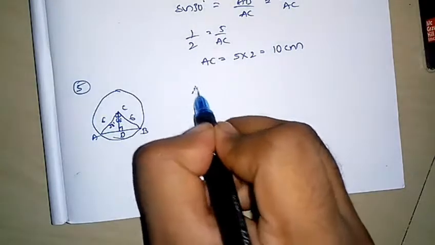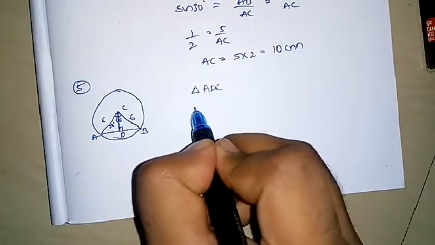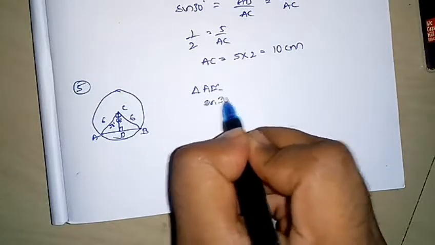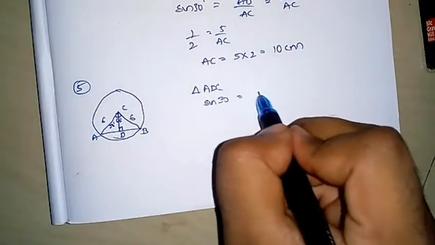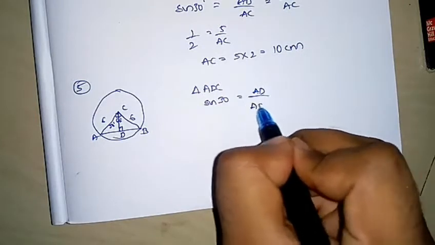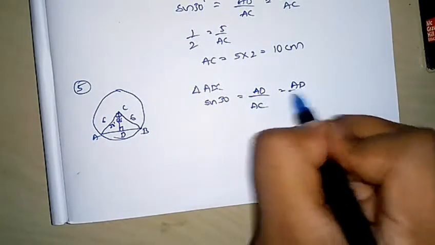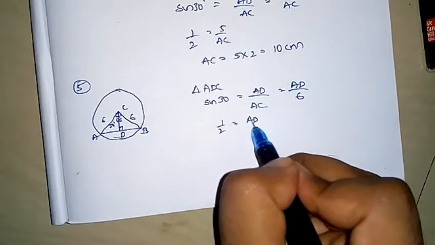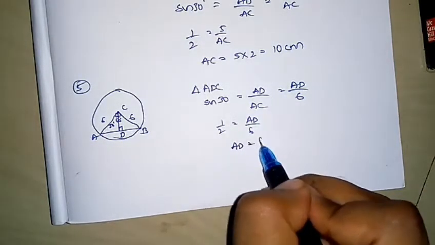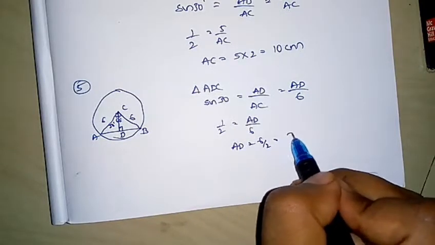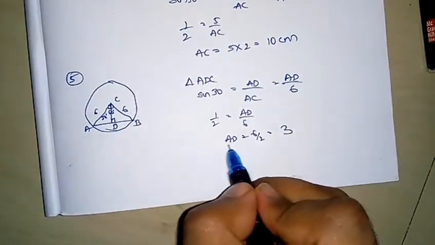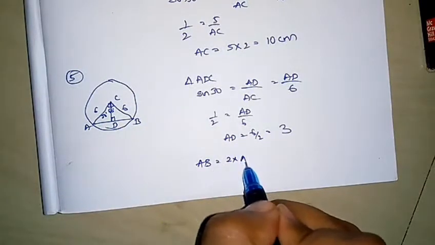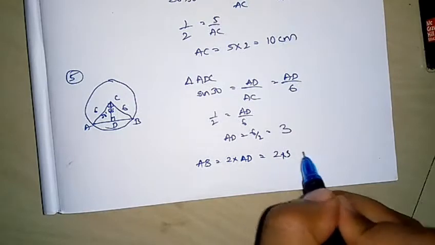Now in triangle ADC, sin 30 is equal to AD by AC, which is equal to AD by 6 centimeters. Sin 30 is 1 by 2. 1 by 2 is equal to AD by 6. So AD will be equal to 6 by 2, which is equal to 3. Therefore, since D is the midpoint of AB, AB will be equal to 2 into AD, which is equal to 2 into 3, which is equal to 6.